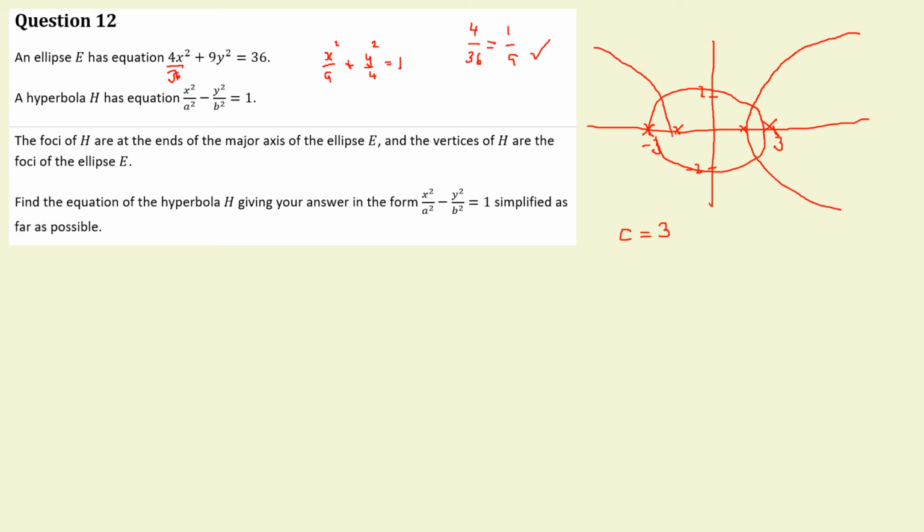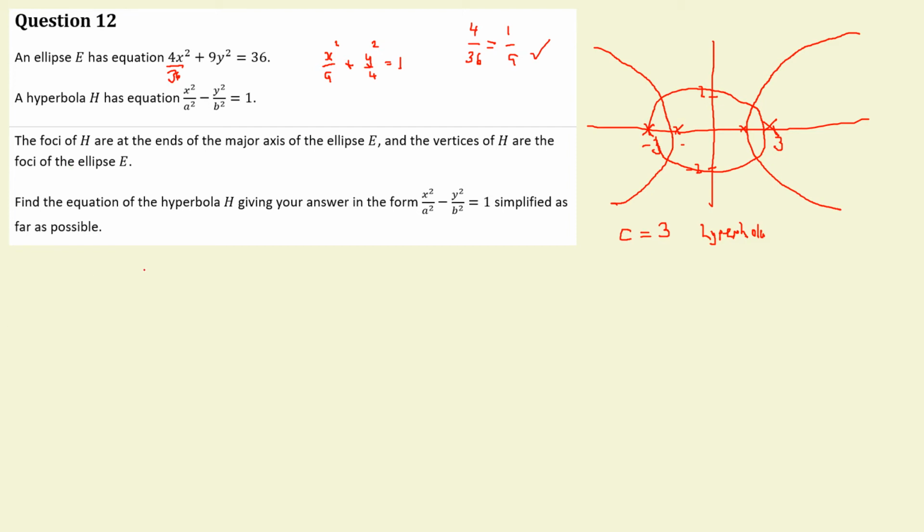Okay, that's a kind of visualization of what's going on. Now, we've got the C value for our hyperbola, and I'm going to be careful to write that that's for the hyperbola here, because we know that the vertices of H are the foci of the ellipse. So the foci of the ellipse we're going to need to determine. Okay, what those positions are.